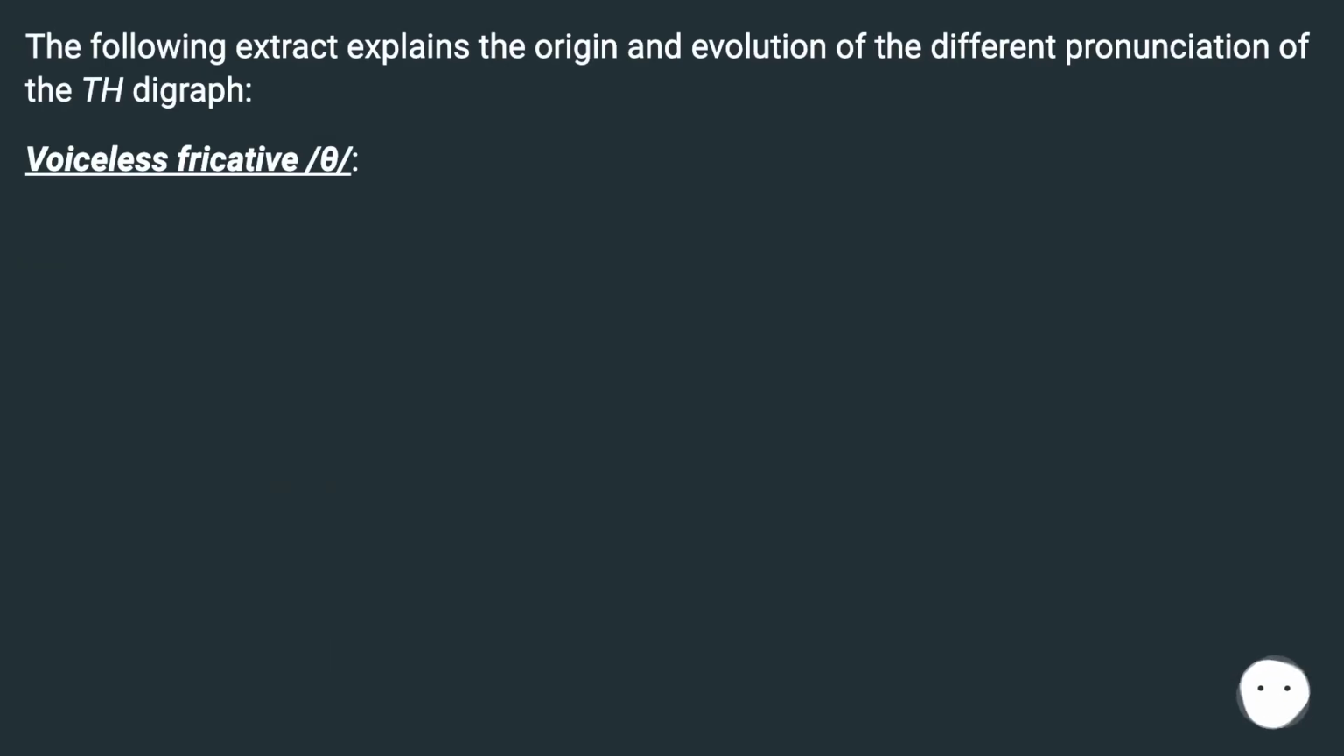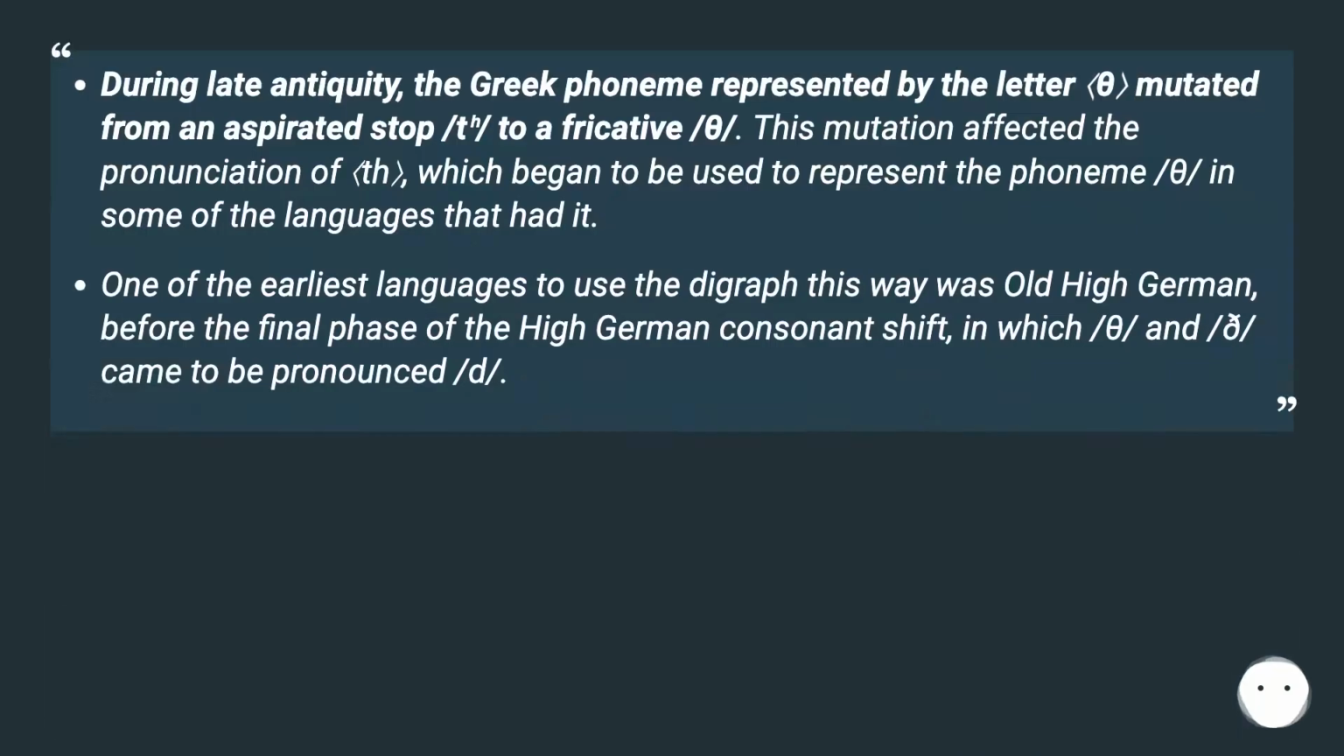The following extract explains the origin and evolution of the different pronunciation of the th digraph. Voiceless fricative, theta. During late antiquity, the Greek phoneme represented by the letter theta mutated from an aspirated stop t to a fricative theta. This mutation affected the pronunciation of th, which began to be used to represent the phoneme theta in some of the languages that had it. One of the earliest languages to use the digraph this way was Old High German, before the final phase of the High German consonant shift, in which theta and eth came to be pronounced d.